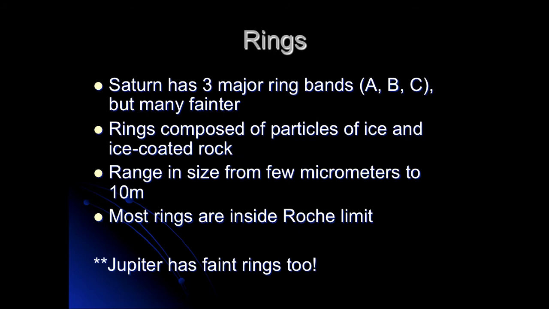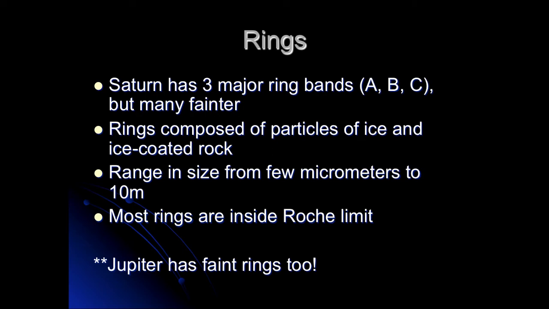Okay, the rings of Saturn. So Saturn, as the video was mentioning, has a major ring system that is being illuminated by the sun so brightly that even during the nighttime of Saturn, when the sun is on the opposite side, it's brighter than the full moon. So Saturn has 3 major ring bands, what we call A, B, and C. But there are many fainter ring bands.